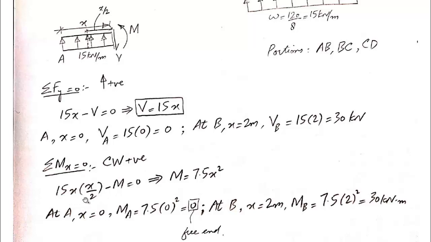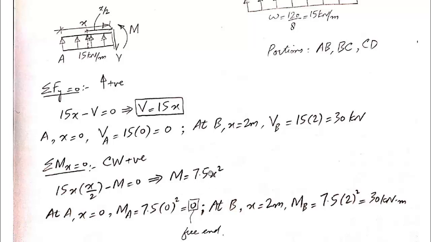So 15 into x by 2, and this will produce moment in clockwise direction, so it should be taken as positive. And then this exposed moment is acting in counterclockwise direction, so it should be taken as negative, and this is equal to 0. So M is equal to 7.5 x square. This is the value of the equation of bending moment for portion AB.